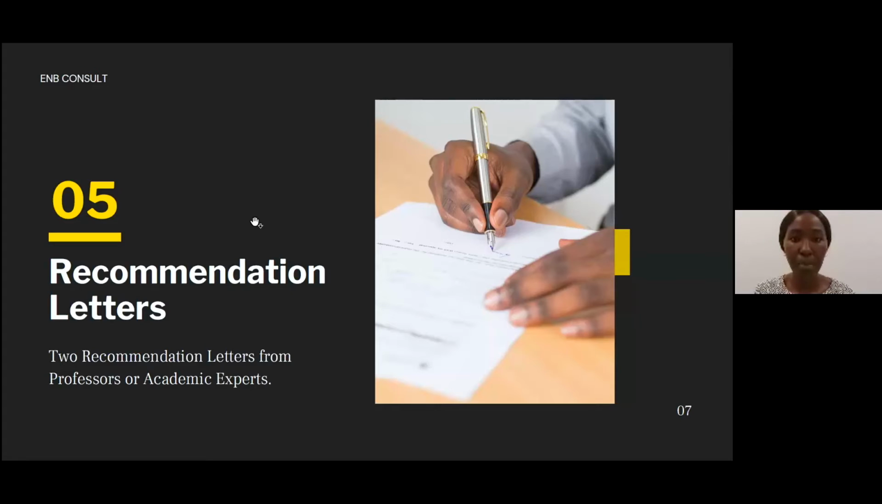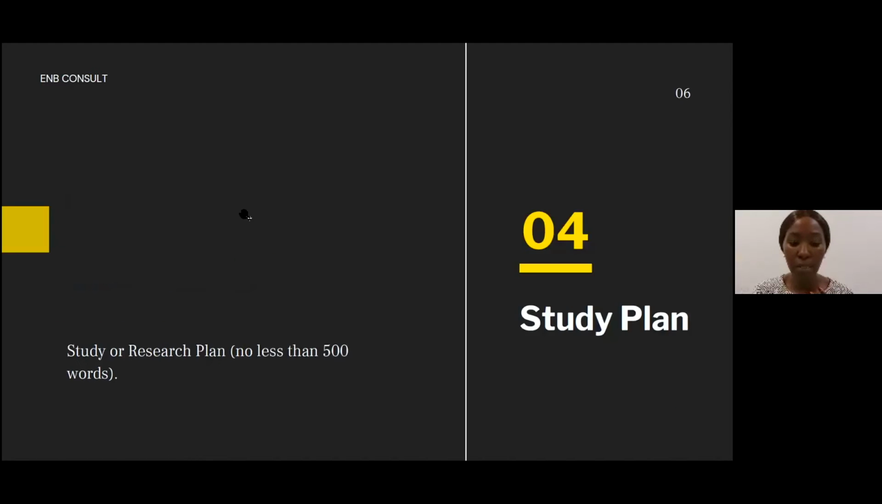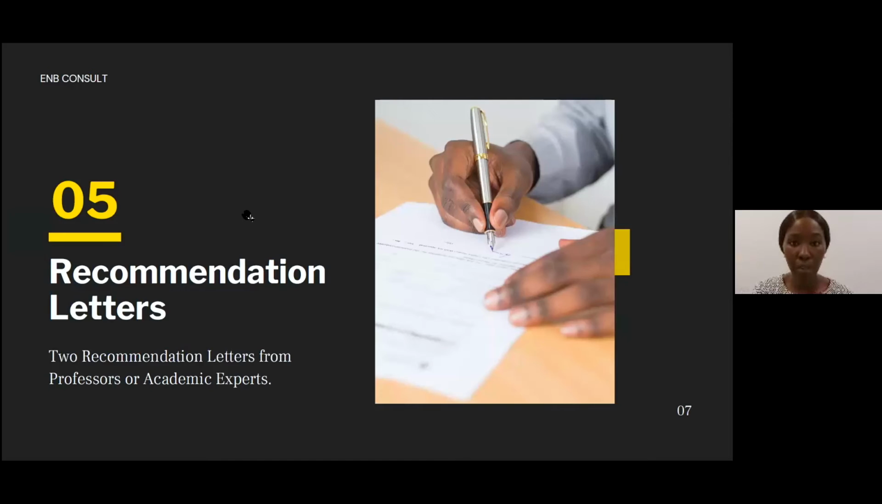Now, remember, first document is application form, which we are filling. During filling your application form, you need some documents. The second document, which we talked about, was a certificate from your highest education level. The third document is transcript from your highest education qualification. So you have transcript. Both the certificate and the transcript should be notarized by a lawyer. Then we talked about the study plan, and then we have 2 recommendation letters.